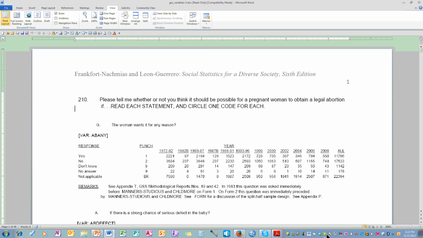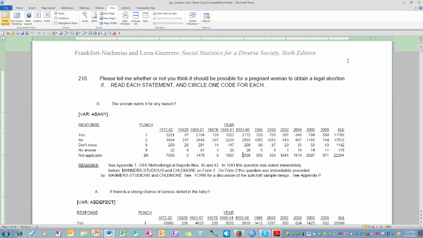Notice that this first question here is the question abany. And here's the full question wording: please tell me whether or not you think it should be possible for a pregnant woman to obtain a legal abortion if the woman wants it for any reason. People could respond yes or no. There's also some information with regard to the years that it was asked, and we know we're working with the GSS 2008, and that question was asked that year.